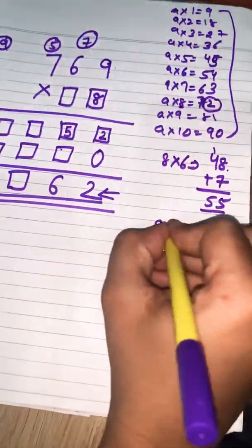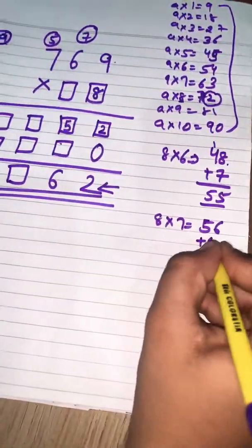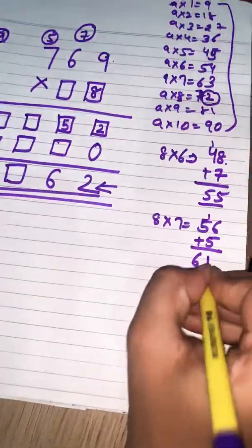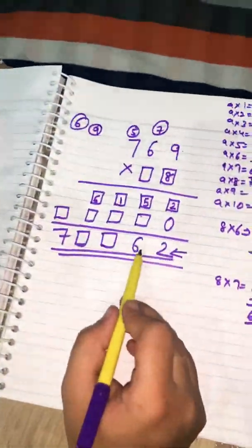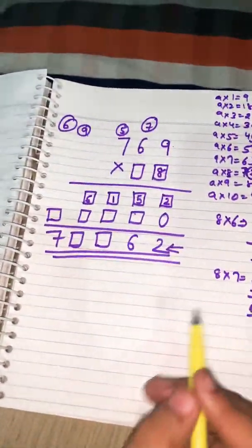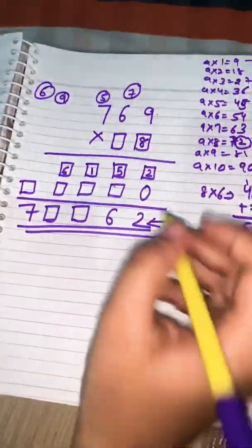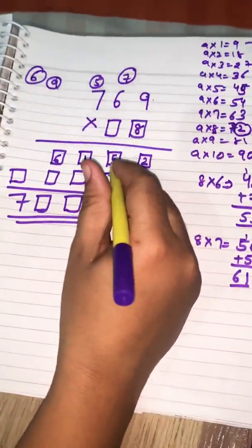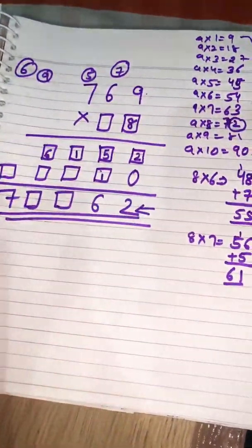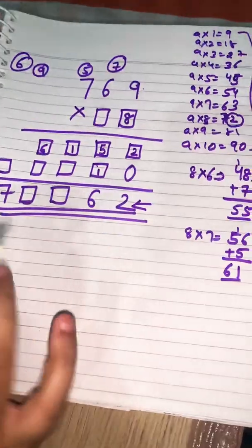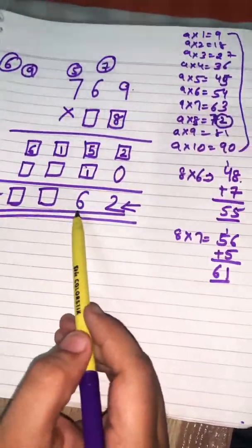8 into 7, 56. Again the carry digit is added to it and it becomes 61. We write this 61 here. Now here we have 6. How can we get 6 here when we have 5 above? We can get it only if we add 1 to this 5. So we will put 1 here, and 5 plus 1 becomes 6, or we can't get 6 from any other digit.